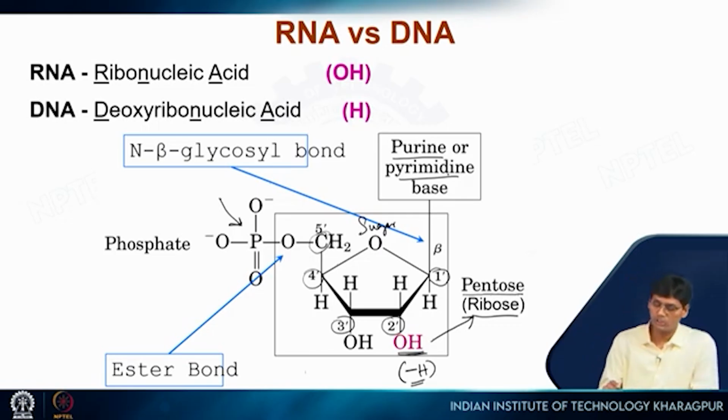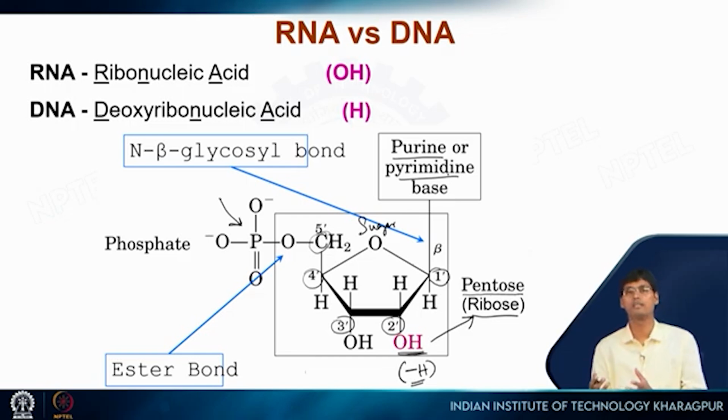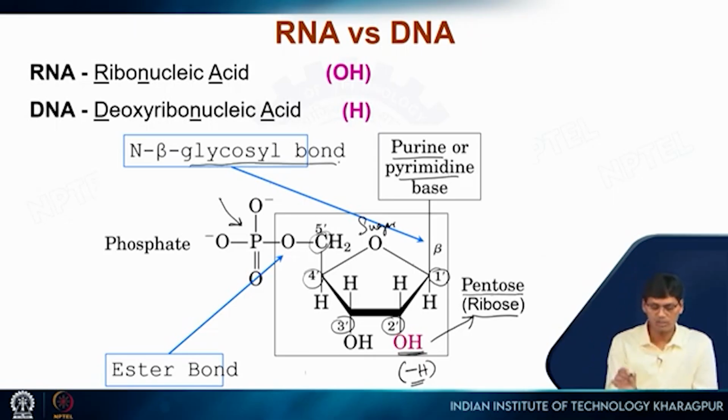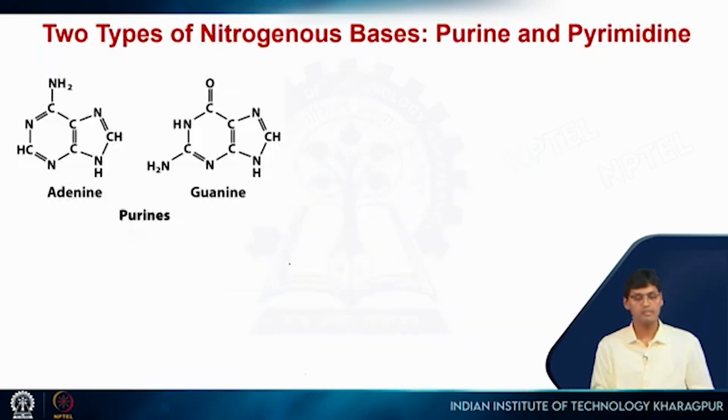Also, if you see, pyrimidine and purine are attached to the sugar by a glycosyl bond. This is because the carbohydrate is attached to these nitrogenous bases; a glycosidic group is attached to that. That is why this is called a glycosyl bond. And here the phosphate is attached to the sugar by an ester bond.